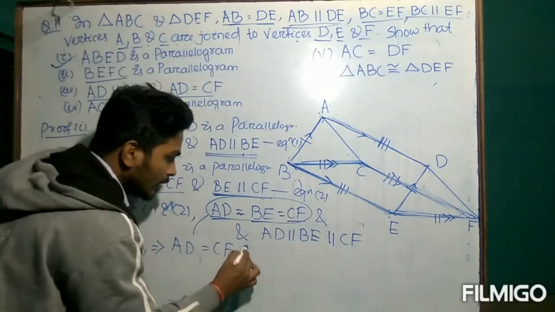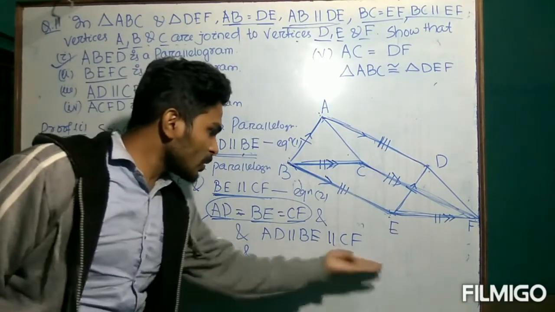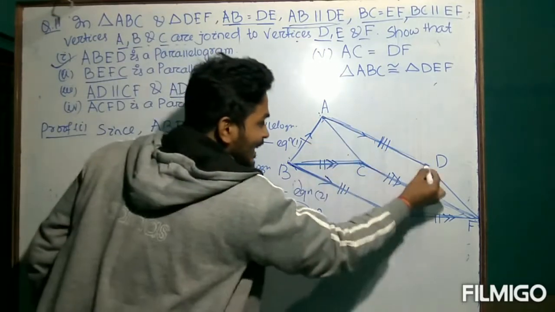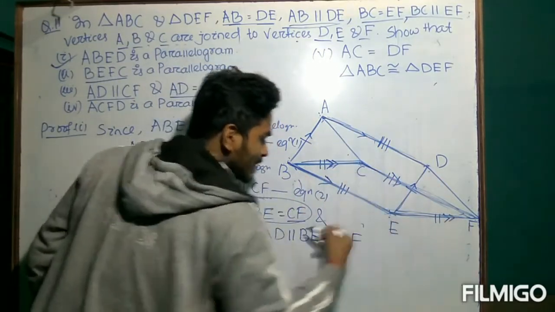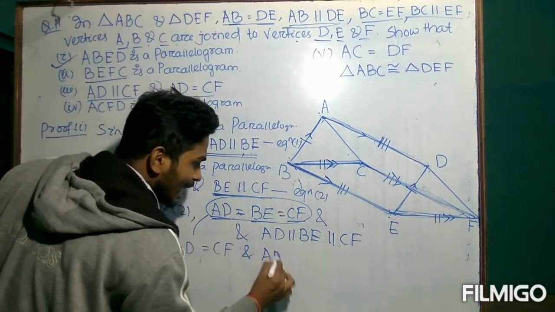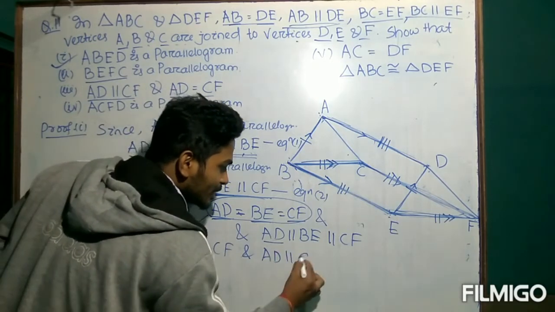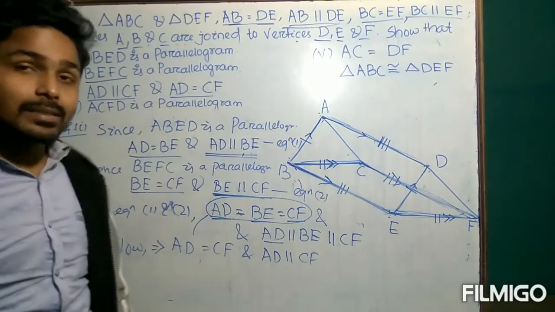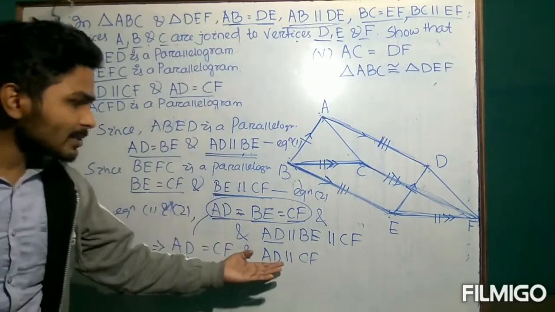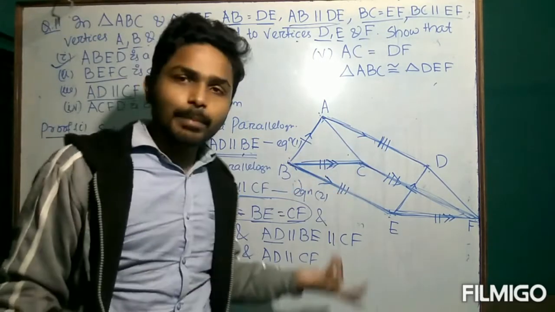Clear? And from this conclusion we can extract that AD is parallel to BE, is parallel to CF. So we can write AD is parallel to CF. Yes or no? Yes, we can extract it out because all the three sides are parallel.